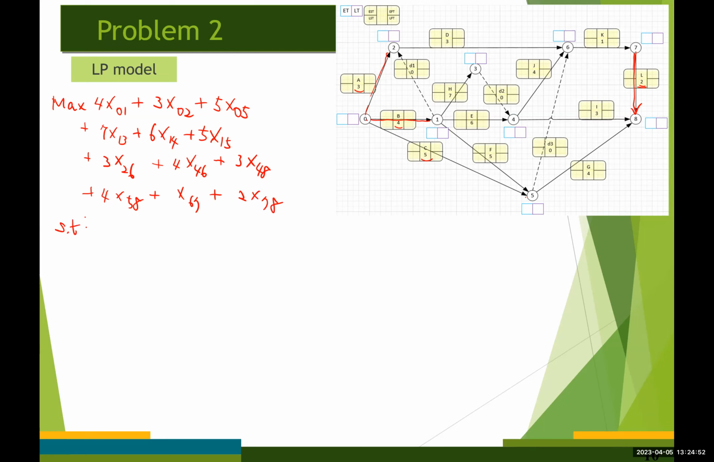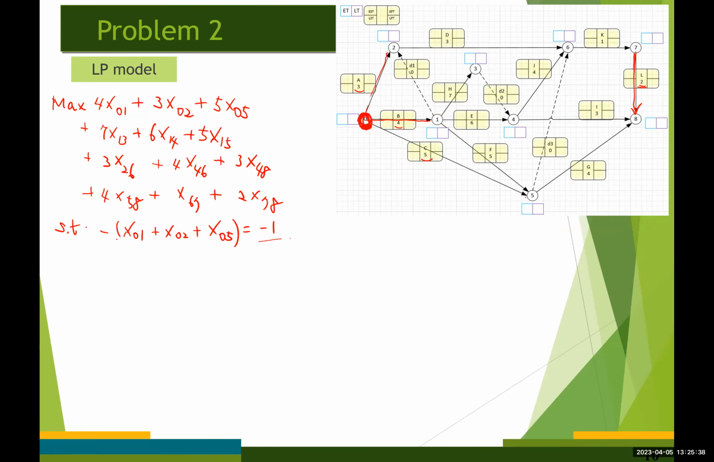Constraint says for each event, left-hand side, it's going to be inflow minus outflow, so that the right-hand side becomes the net flow values, right? So for event number 0, there is no inflow, but we have 3 outflows, right? So that's going to be negative x01, x02, x05 is equal to negative 1, because event number 0, the node number 0 is the supply node. The net flow value has to be negative 1.